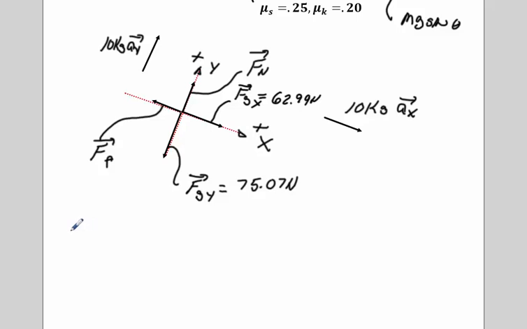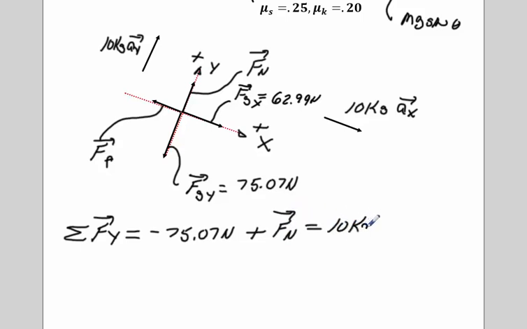So I go right to the summation of forces. I'm going to sum the forces in the y direction. Even though we can look at this and we know that normal force is 75.07, I highly recommend that you write it out to be consistent. I'm going down here because we set this direction up as positive. I get negative 75.07 newtons plus my normal force is equal to my mass, 10 kilograms, times my acceleration in the y direction.